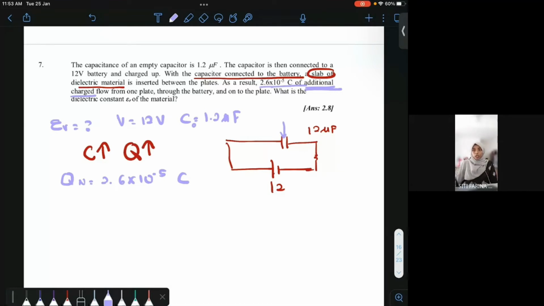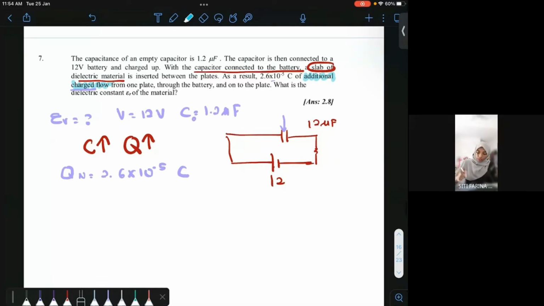Adakah 2.6 eksponen negatif 5 ini nilai charge baru saya after you insert the dielectric? Yes or no? No. Kenapa no? Sebab dia kena tambah. Sebab kalau kamu baca betul-betul ayat ni, saya pun dah emphasize banyak kali, dia kata additional charge flow from one plate to another plate. Maksudnya penambahan charge adalah sebanyak 2.6 eksponen negatif 5 setelah di-insert dielectric.